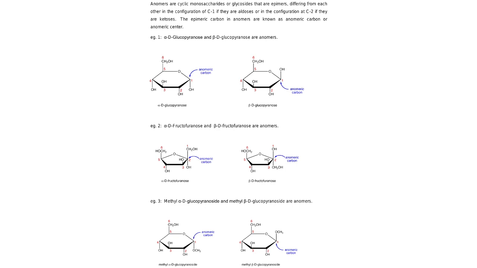The epimeric carbon in anomers is known as the anomeric carbon or anomeric center. So here is the anomeric carbon, if you can see. This is the anomeric carbon here. The configuration is changed at this position. In this case also.